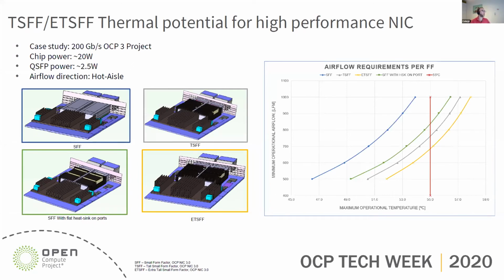So our case study that we started with is a 200 gigabit per second OCP3 project, with a chip power of around 20 watts, QSFP optical module power of 2.5 watts each, and the airflow direction is hot aisle. As you can see, this is a dual QSFP OCP3 small form factor project, and what I would like to show here is the difference in thermal performance when moving from one height to the other. So in the small form factor, we see here 2 lines in the graphs, the blue one and the green one. Let's for this presentation notice the green one.